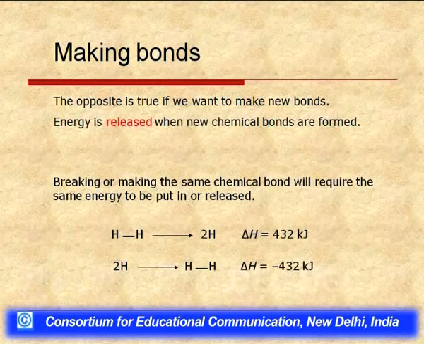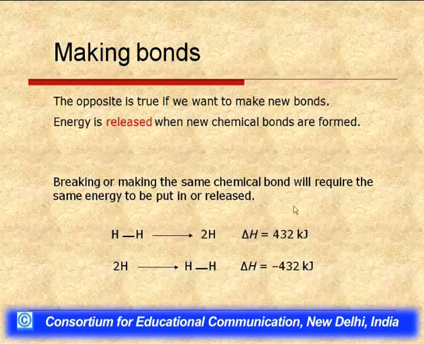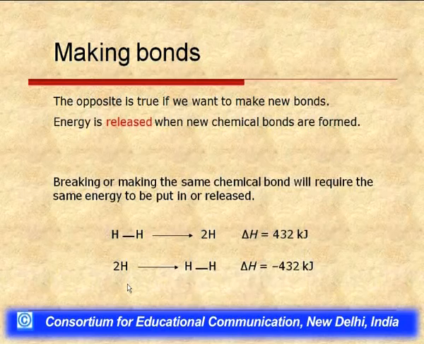So, it means breaking or making the same chemical bond will require the same energy to be put in or released. That is, suppose we need to break a hydrogen molecule, the energy corresponding to the dissociation energy of hydrogen needs to be given to the system, which is equal to the enthalpy change for the dissociation of hydrogen. It requires 432 kilojoules of energy per mole of hydrogen molecules which undergo decomposition.